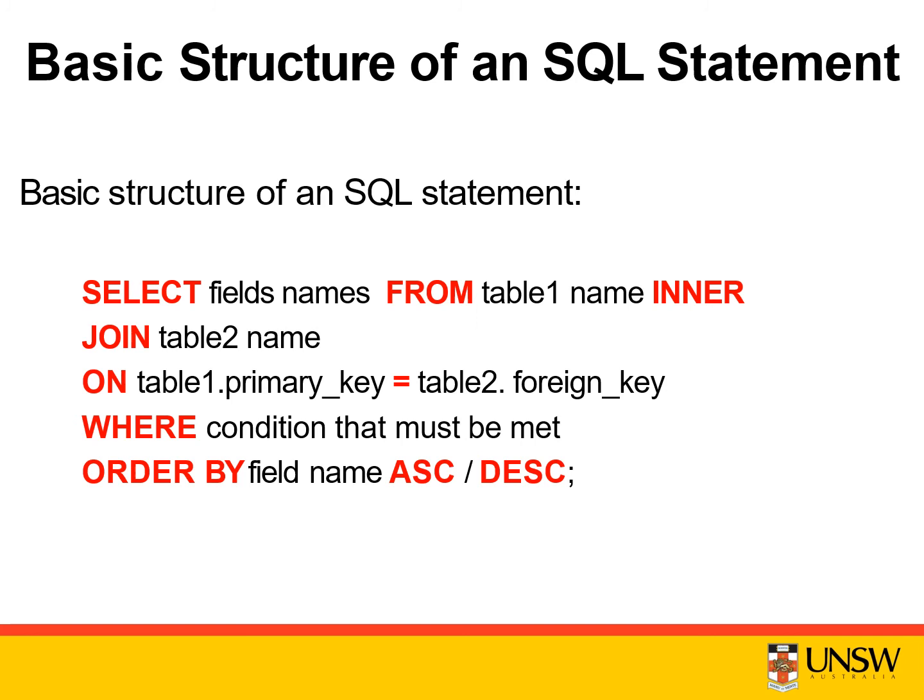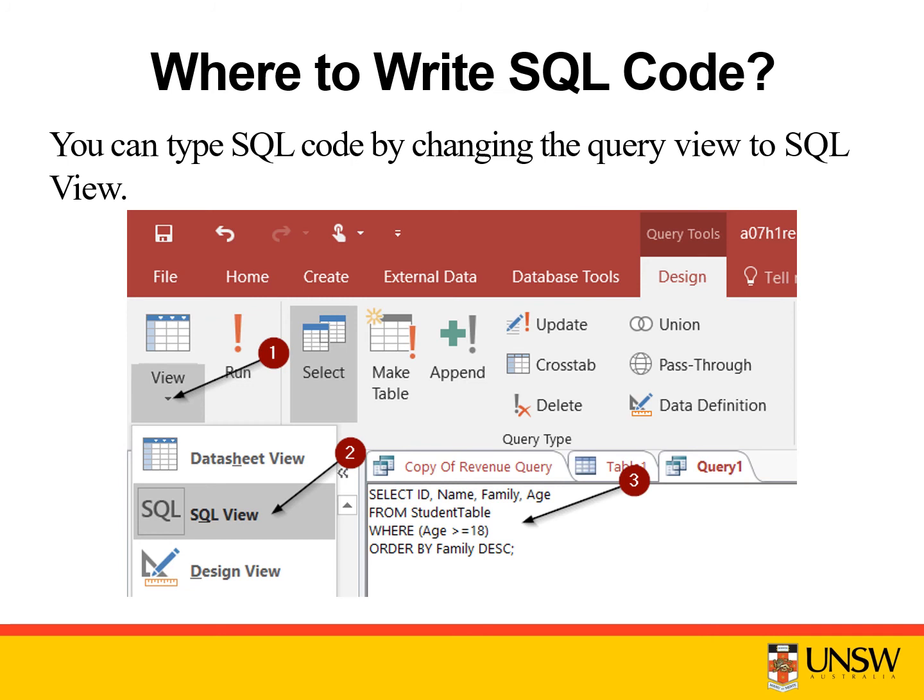However, if you don't want to connect your tables, the inner join part can be ignored. After selecting the fields, tables, and connecting the tables with each other, type where and define your criteria. Finally, if you want to sort your data based on a specific field, type order by followed by the name of the fields that you want to sort them. In order to write an SQL statement in Access, you should create a select query, then change the view from the design view to SQL view.